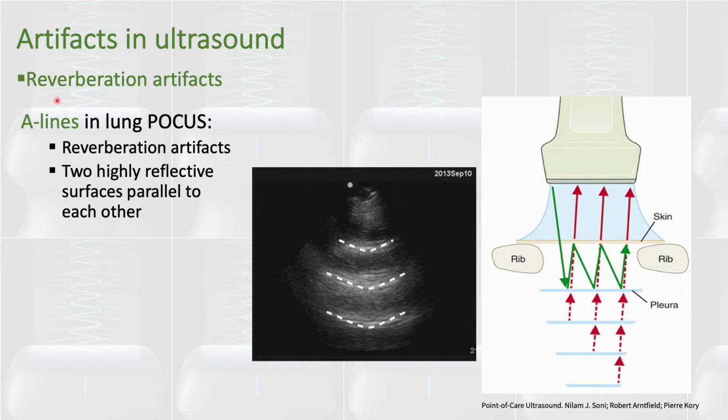So these A-lines are part of what's known as reverberation artifacts, and it just happened because of the quality of the beams of the ultrasound and the fact that when you are examining two highly reflective surfaces, in this case the visceral pleura and the parietal pleura, which are in healthy individuals parallel to each other, and they are very hyper reflective. They reflect most of the ultrasound beams, not all of it, but most of it, as indicated by the red arrow here.